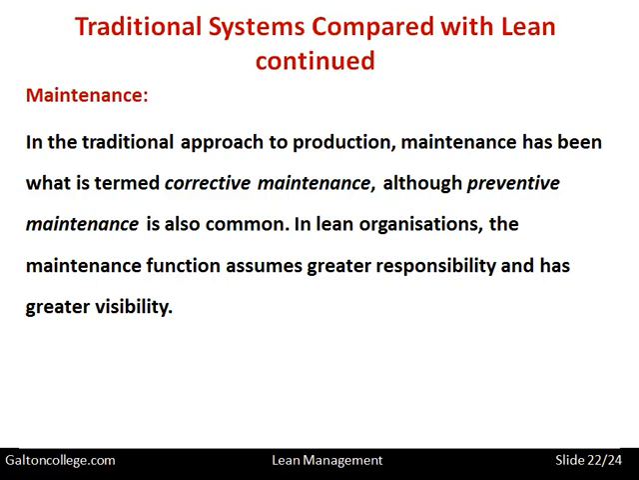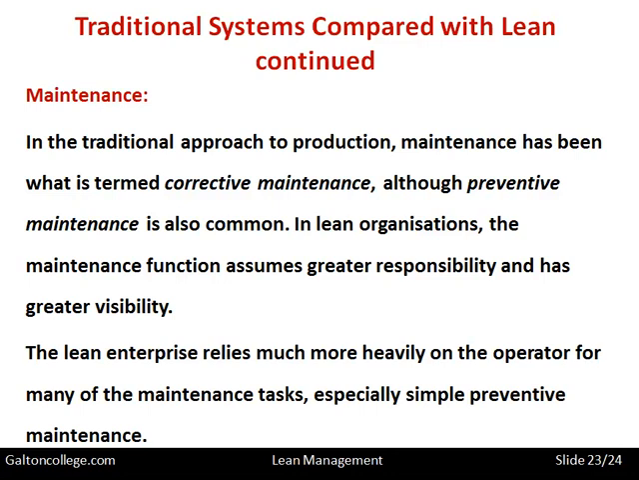In lean organizations, the maintenance function assumes greater responsibility and has greater visibility. In lean production, maintenance is important to maintain the system so that nothing happens to the flow of the work going through the system. Nothing interrupts it. It doesn't break down so that workers and machines are standing idle while one of the machines perhaps is brought back online. Preventative maintenance stops this from happening.